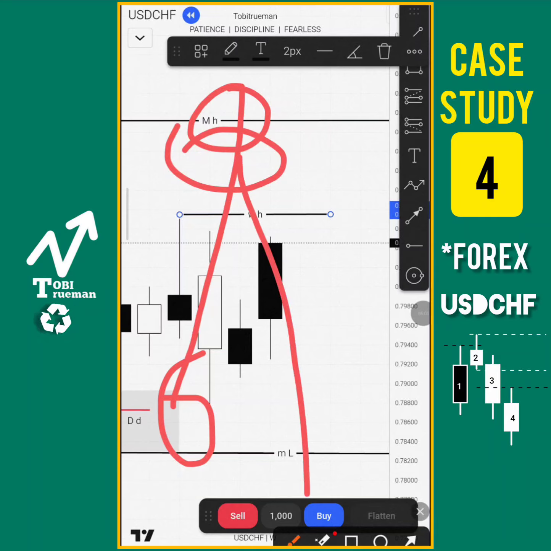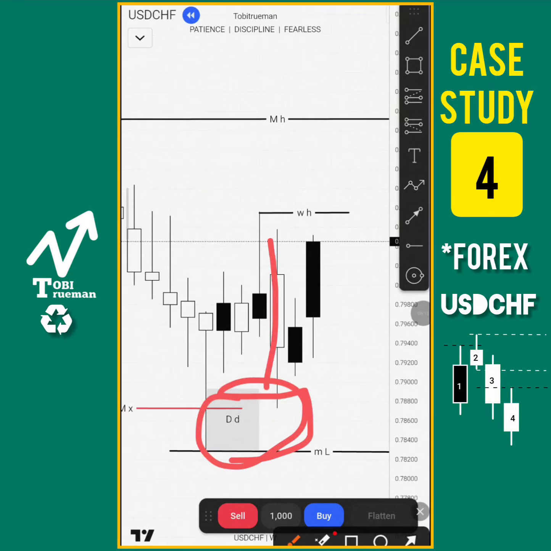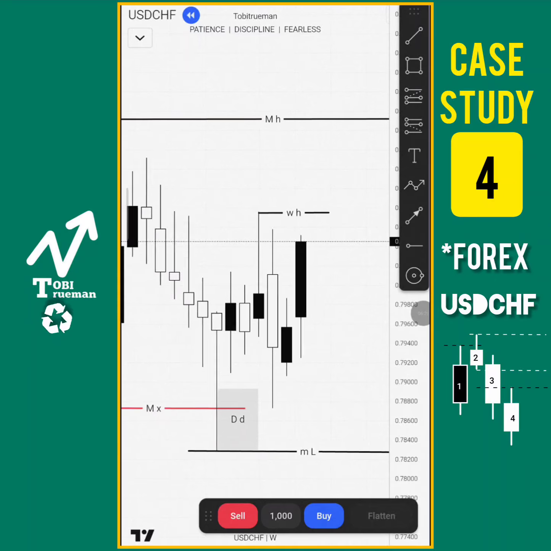Okay, but our main target of 1 to 3 has already been achieved from this trade that tapped into this demand zone here and went up to this point. Our 1 to 3 has already been confirmed. In some scenarios, the market can go and take out that monthly high. If it doesn't, no problem.